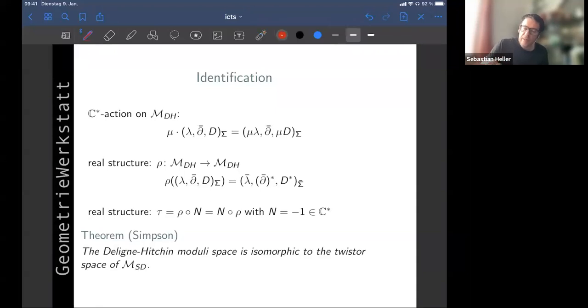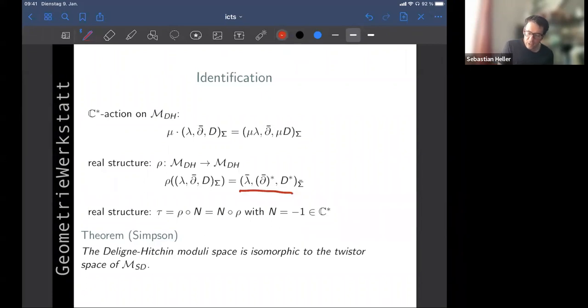In the same way, from any connection on a vector bundle, you get the adjoint connection. You get from a del bar operator the adjoint del bar operator, but this adjoint del bar operator is not a 0-1 operator, but a 1-0 operator. But we already observed that 1-0 is the same as 0-1 on sigma bar. So actually this formula here is really well defined and gives us a map from the Deligne-Hitchin moduli space to itself, and it is of course a real structure. So it's anti-holomorphic and squares to the identity.